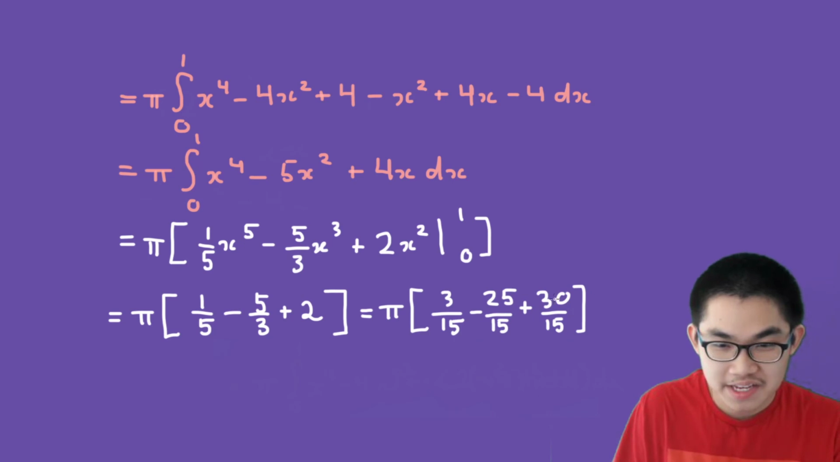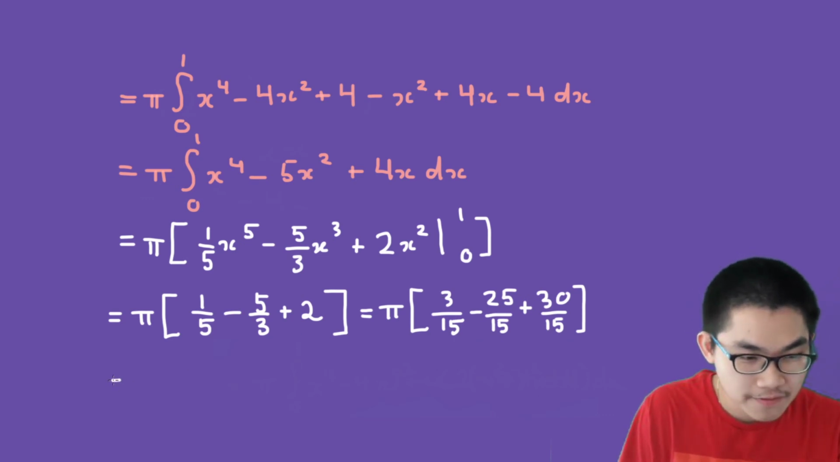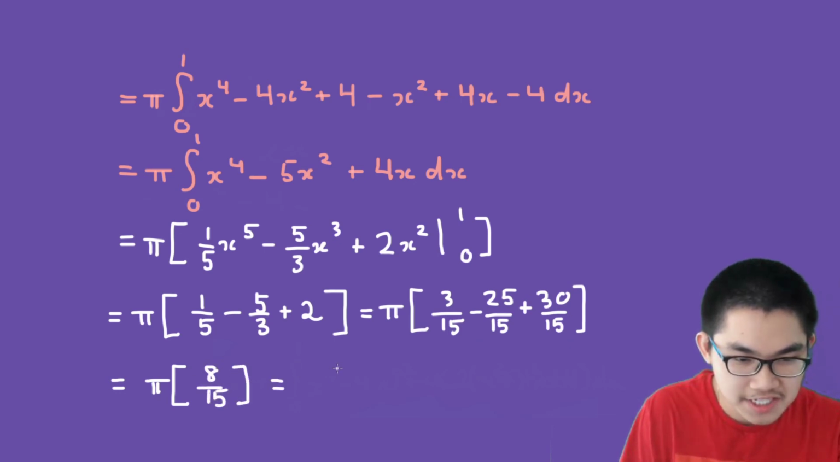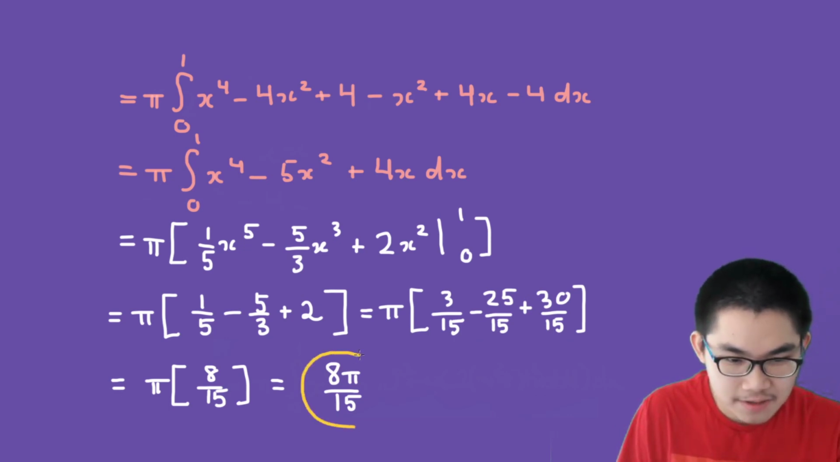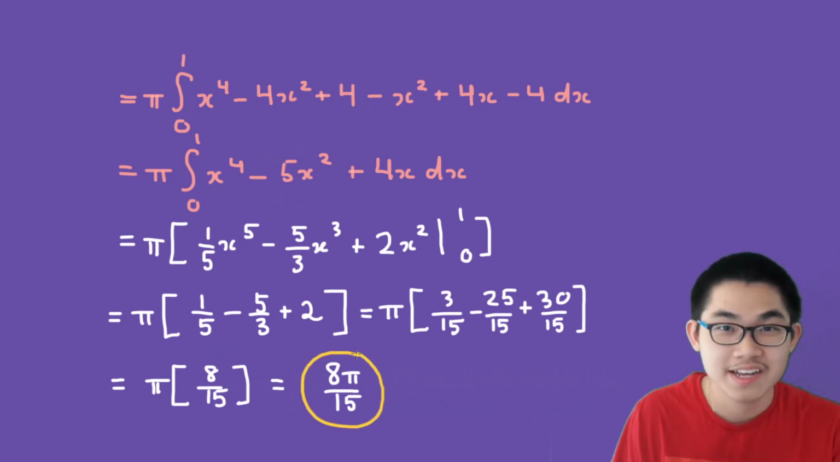So 30 minus 25 is positive 5, and positive 5 plus 3 is 8. So the final answer should be pi times 8/15. And one final step, this is just the same as 8 times pi over 15. And this right here is the volume of our solid of revolution.